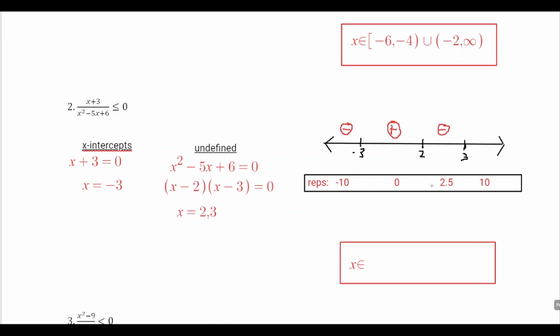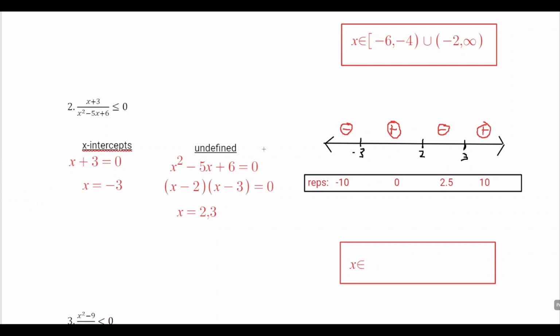And I encourage you to check this, make sure that you're getting positives and negatives as you plug these numbers in. I know I'm going to run through this pretty quickly, but I'll let you do the arithmetic on your own. So if I plug in 10, I'm going to get a positive divided by a positive, everything's positive here, so this is going to be positive. So I'm looking for values that are either negative or equal to 0.